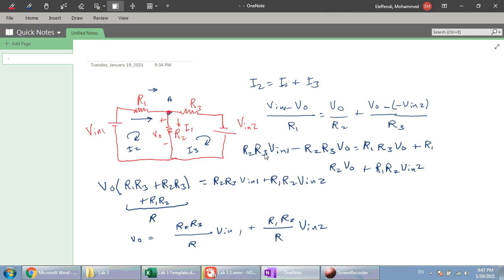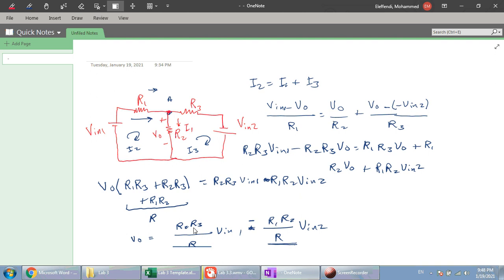Let me double check on everything. So we took R1 R3 and we have R1 R2 and R2 R3, and we have this. We only forgot to change the sign on this one because we took R1 R2 V in 2 to the left, so this is just going to be minus in here. And here we have it. So this is K1 times V in 1, and this is K2 times V in 2.